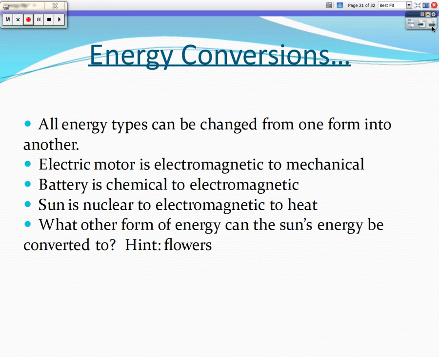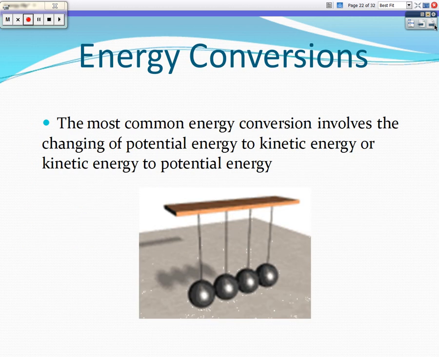Okay, all energy types can be changed from one form into another. An electric motor is electromagnetic energy that changes to mechanical. A battery is chemical potential energy that changes to electromagnetic. The sun is nuclear energy, which changes to electromagnetic energy in the form of the light coming out, to heat when it strikes the earth. Okay, there's lots of other forms of energy. Like I said, you do not need to copy that.